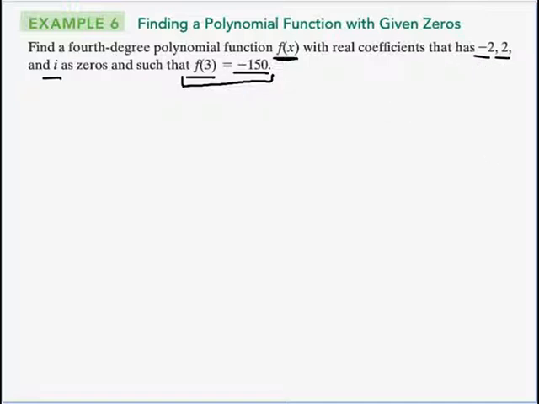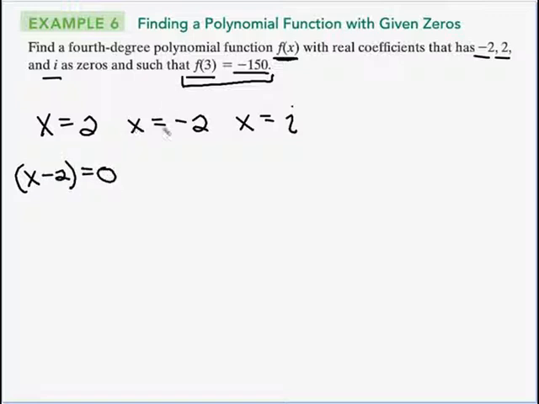What we're going to do here is sort of work backwards from finding the zeros. We know we have zeros at x equals 2, at x equals negative 2, and at x equals i. Let's set each of these equal to 0. Here I would subtract 2 from each side. So now it's x minus 2, and that's equal to 0. And here I would add 2 to each side. x plus 2 is also equal to 0. And for the i, I would subtract i from each side. x minus i equals 0.